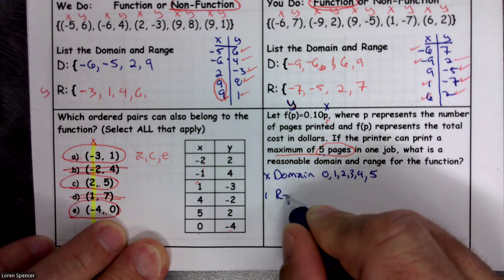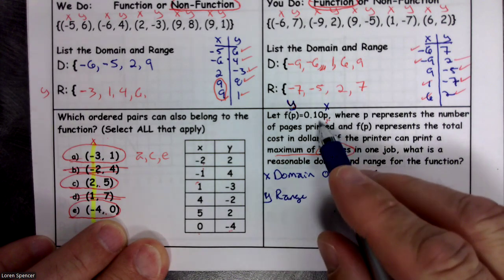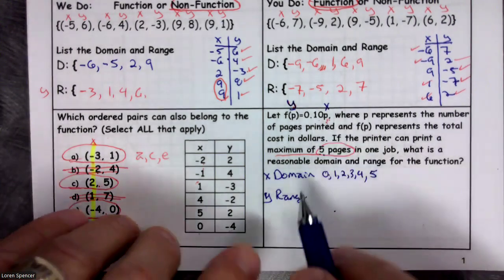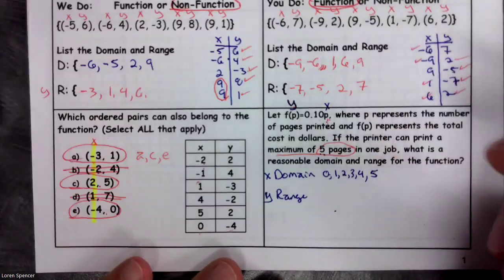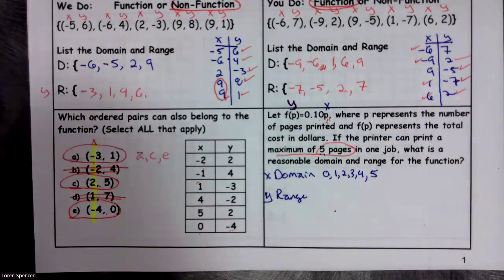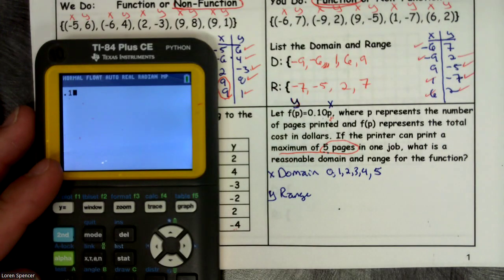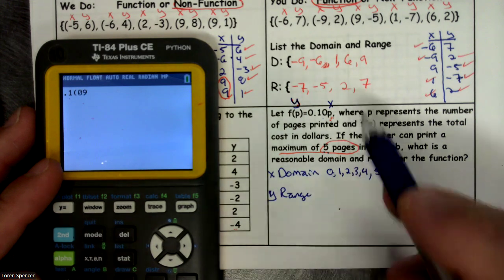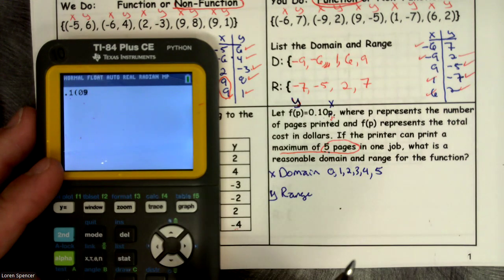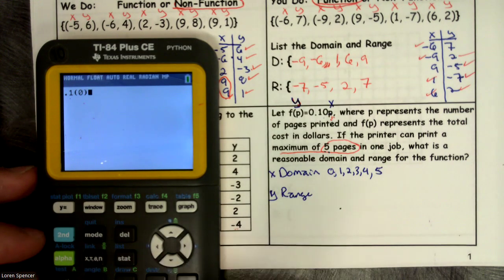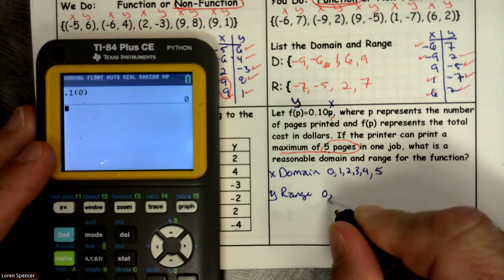And then it asks for the range. All right. And remember that the range is the y values. So I need to plug into this equation. I'll leave it at 0.1. We'll go to the calculator and we'll start plugging in so that we can show you the math. We can go 0.1 parenthesis 0 because all we did was plug in 0 for P. There we go, 0.1 times 0. And then we get 0. So our first range value is 0.